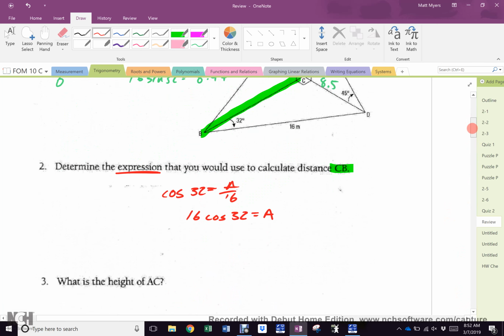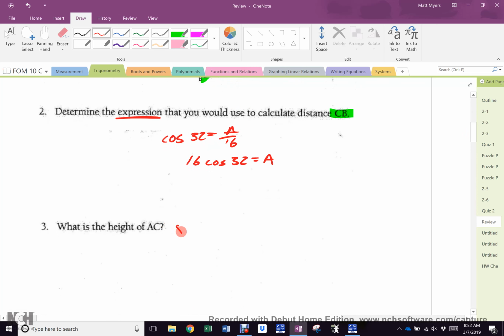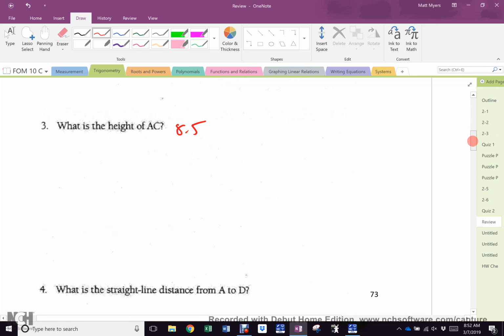What is the height of AC? That is AC. If this is 45 and this is 45, what do you know about this triangle? It's an isosceles triangle, which means the two legs are exactly the same. So this is 8.5. Of course, you could have done that with trig, but you can save a lot of time by knowing stuff about triangles.